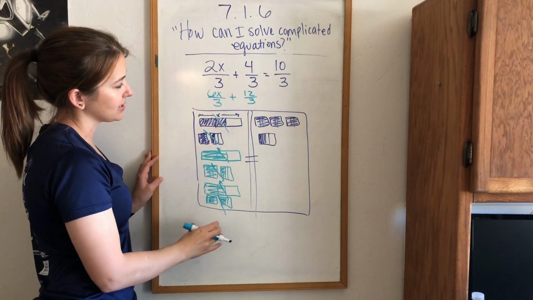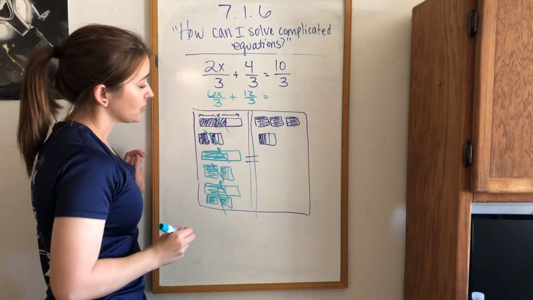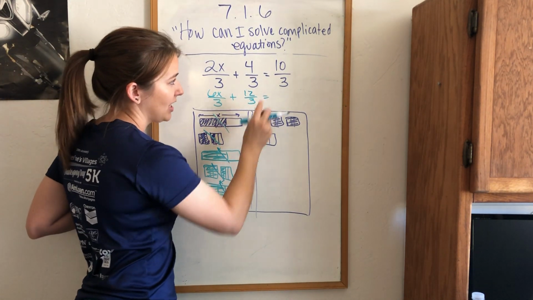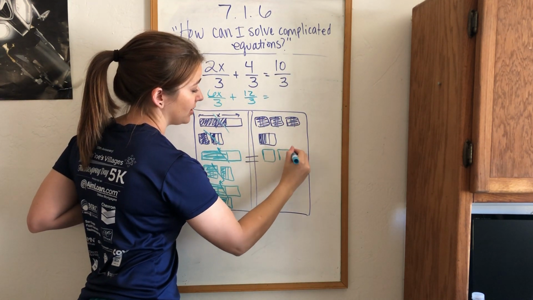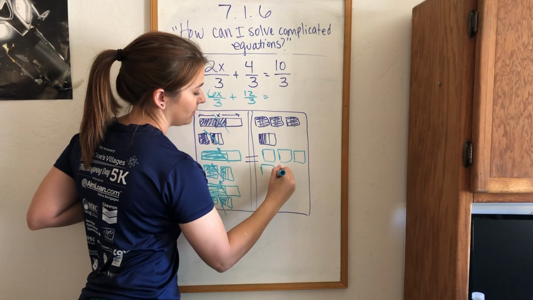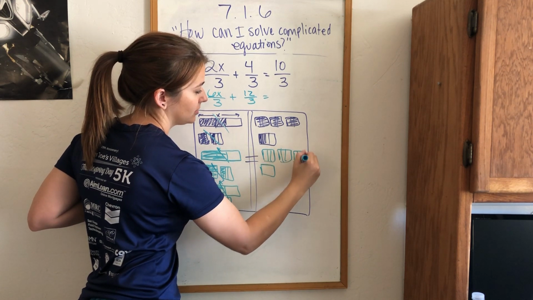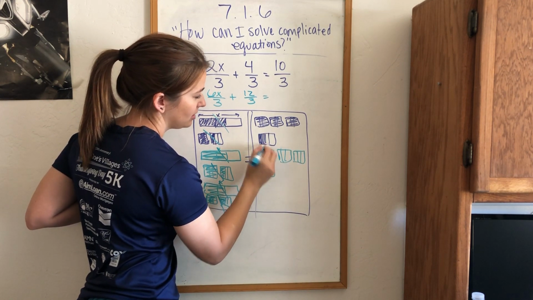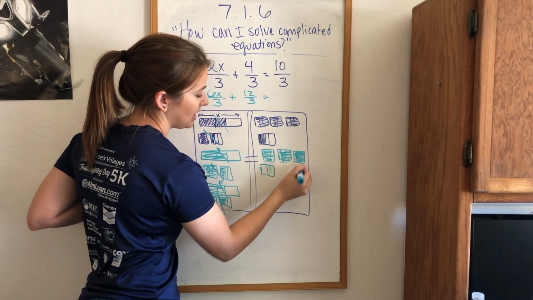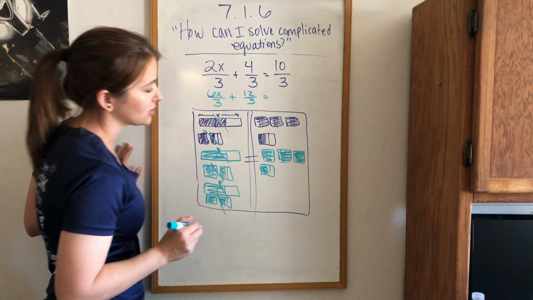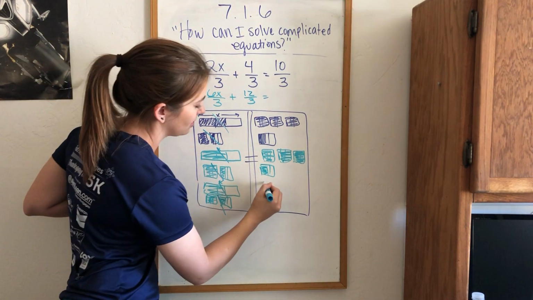Okay, now I'm done with that side. So now if I come to this side, I'm going to have to draw a lot because I'm going to want to multiply this 10/3 by 3. So I'm going to draw another set of that. Shade in 10 of them. So 3, 6, 9, 10. Okay, so that's 2 sets. We need one more set.